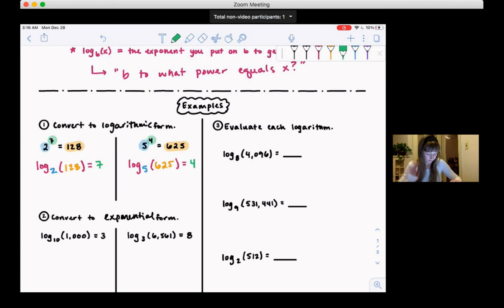All right, great. So logarithms are just another way of representing information about exponents. These two expressions communicate the same information.